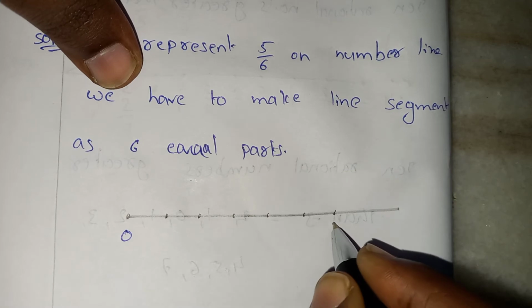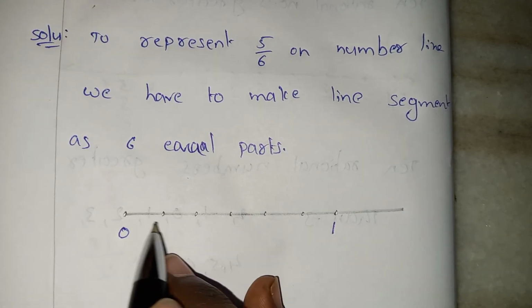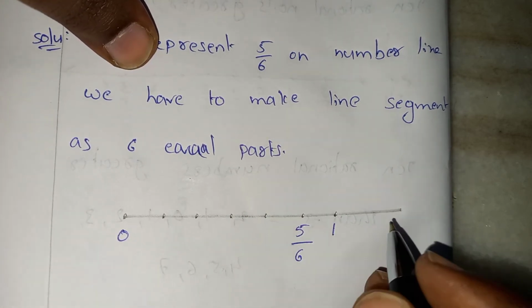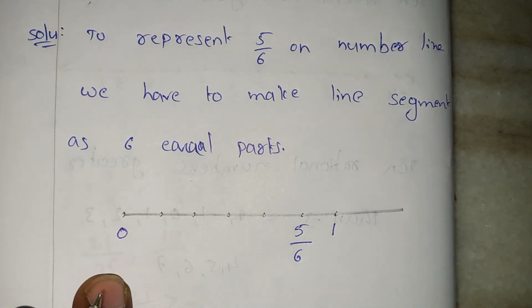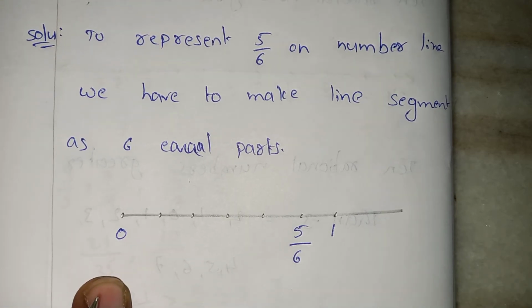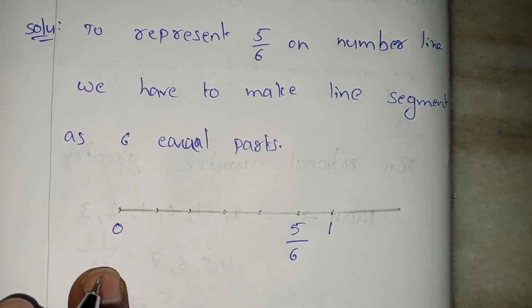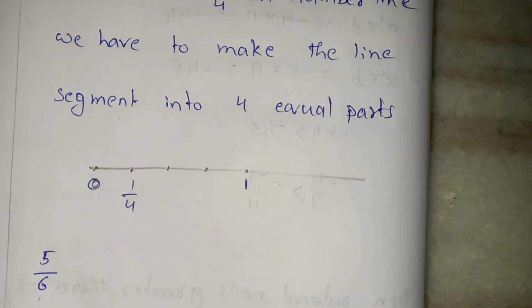So this is 0 and this is 1. 1 2 3 4 5 by 6, then it will become 6 by 6, which means 1. Okay, understand now? I explained A and B, right? Now you have to do C and D on your own. Let us move to the next question.